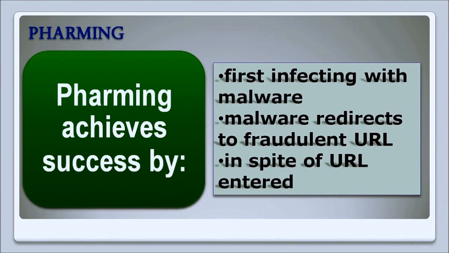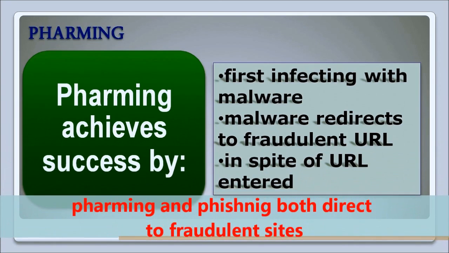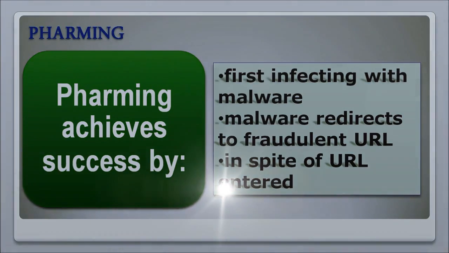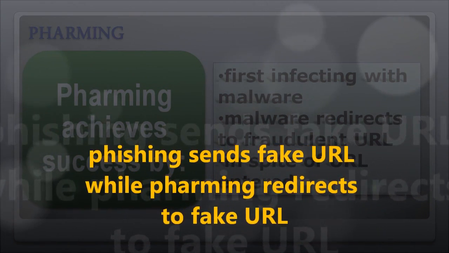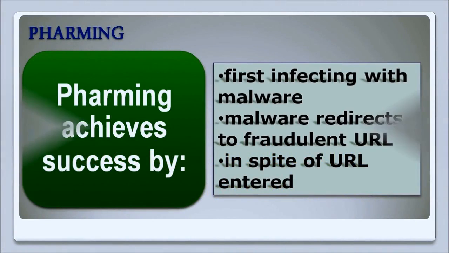Farming bears resemblance to phishing in that it directs victims to a fraudulent website. The difference between farming and phishing is that while phishing operates by sending a disguised fake URL, farming takes advantage of the victim through the fake URL despite whatever URL is entered by the victim.